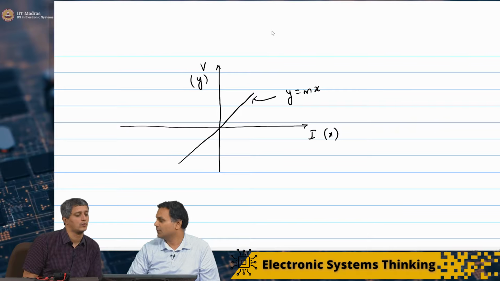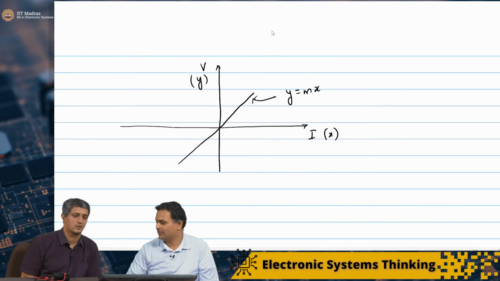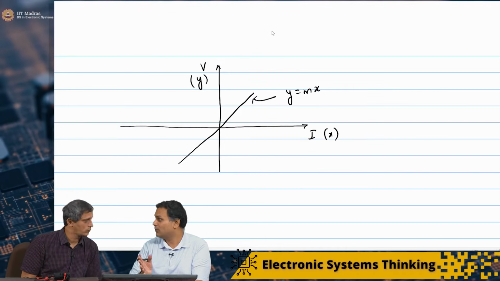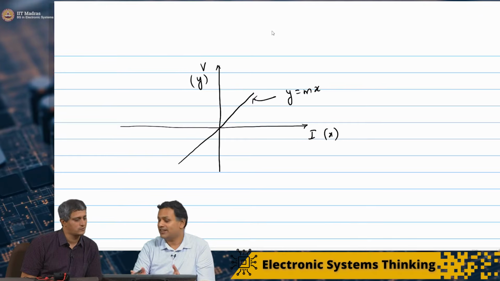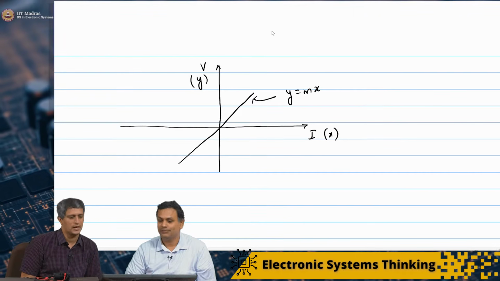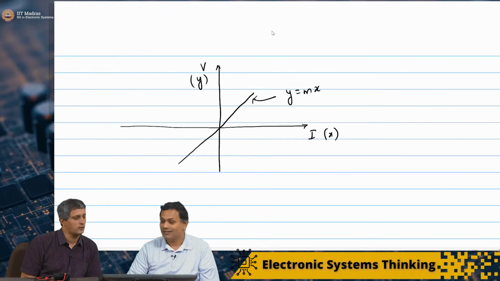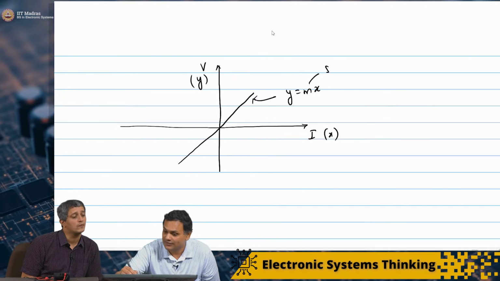It seems to be of this form, y equals mx. We know that the general form is y equals mx plus c. But in this case it passes through the origin, so c is 0. So it's y equals mx. In fact, this m is just the slope.